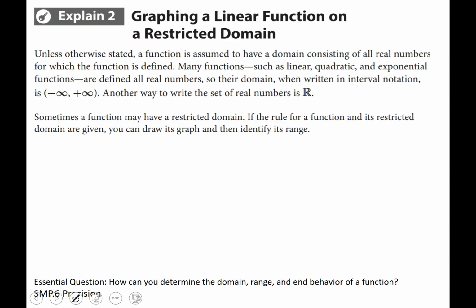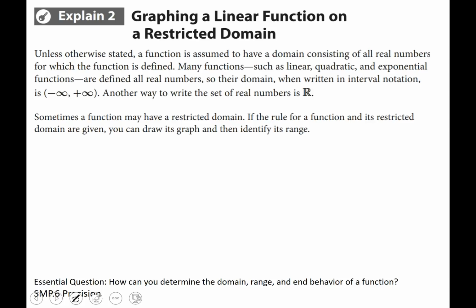Okay, so now we've got our second explain. This is kind of the second little thing we're going to talk about today. Graphing a linear function on a restricted domain. Unless otherwise stated, a function is assumed to have a domain consisting of all real numbers for which the function is defined. Many functions, such as linear, quadratic, and exponential functions, are defined for all real numbers, so their domain, when written in interval notation, is this.